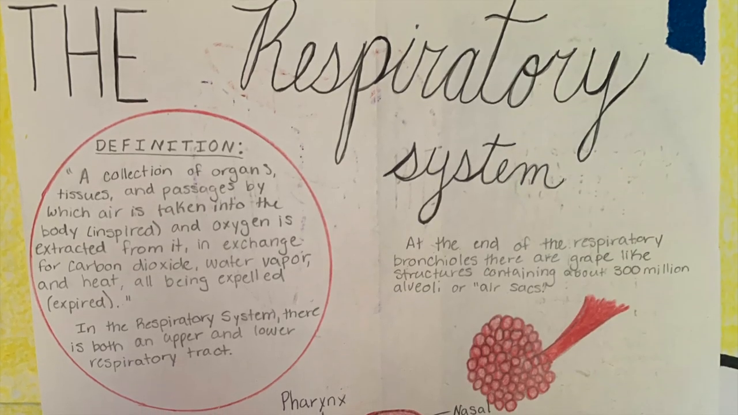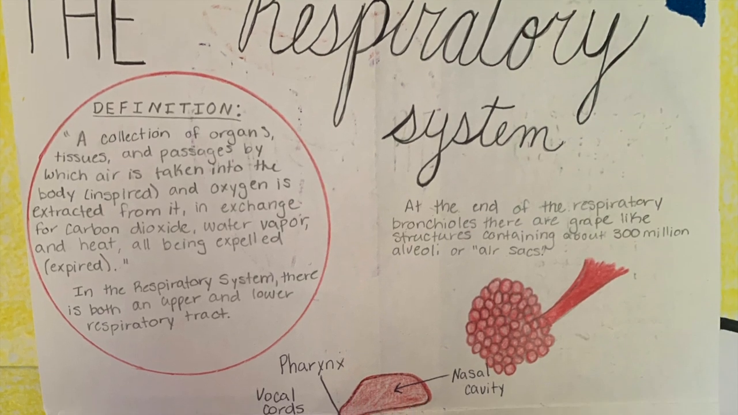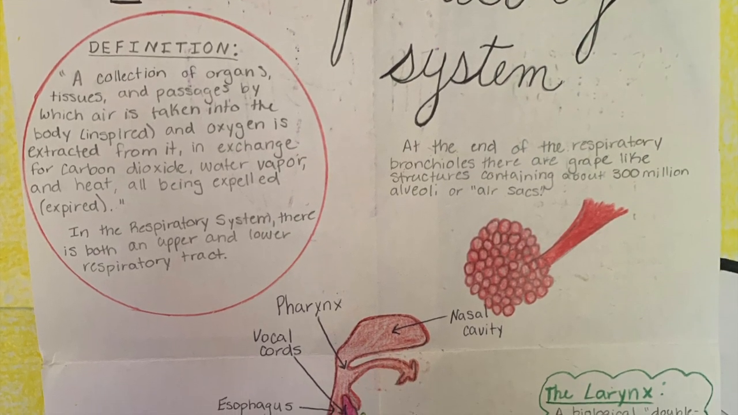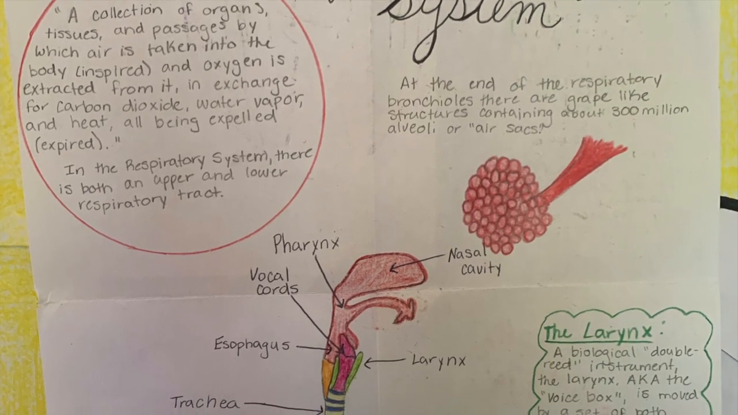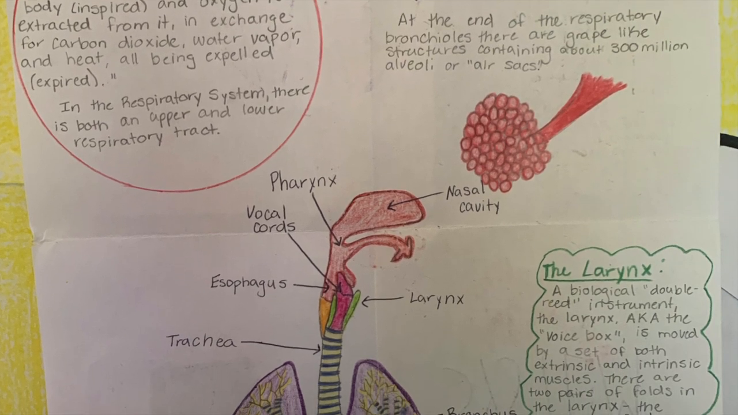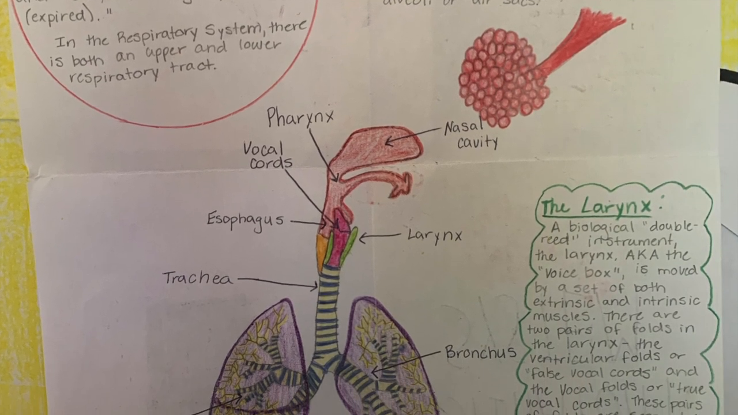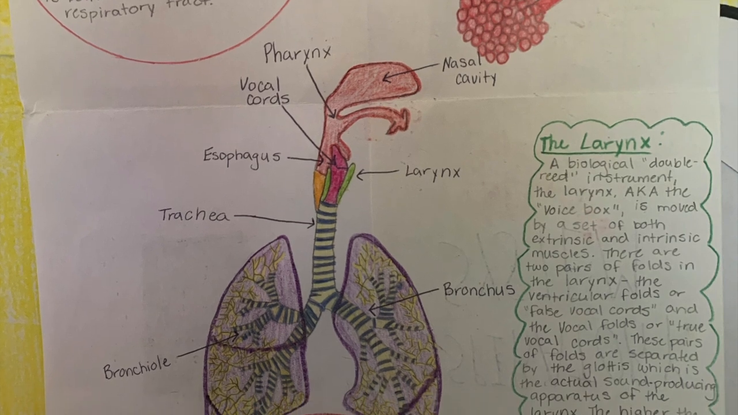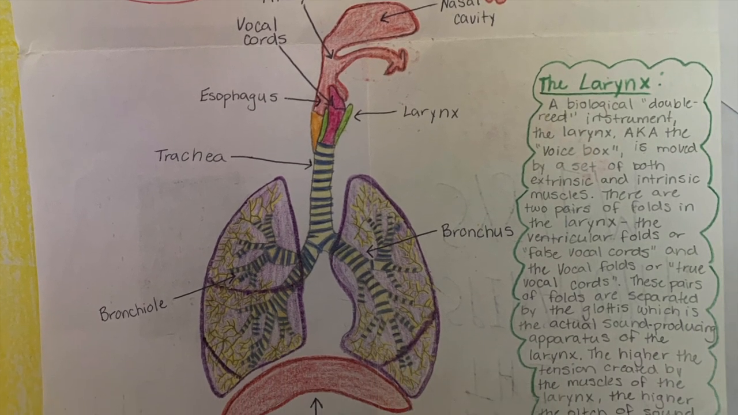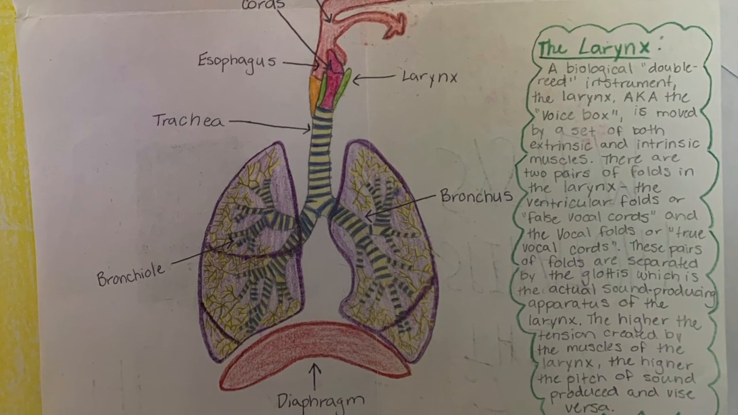Moving on to the respiratory system, we have a definition of the respiratory system from the book, as well as a detailed diagram of the respiratory system, including the lungs, nasal cavity, pharynx, vocal cords, etc. We also have a look at the larynx and talk more in depth about what it does.